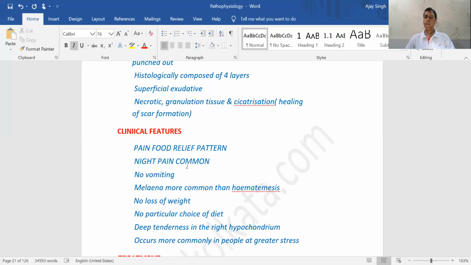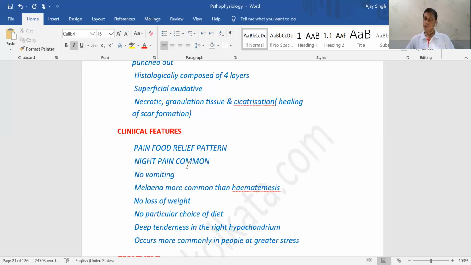Through this we can diagnose whether the patient's pain is increasing or decreasing after food. If the pain is increasing after food, that means the patient has an ulcer in the stomach. If the pain is decreasing after food, that means the patient has an ulcer in the duodenum. In duodenal ulcer they have no vomiting, and they have night pain. In gastric ulcer, they will not have night pain. In gastric ulcer they will have vomiting, because the ulcer in the stomach can cause vomiting with blood. But in the duodenum they will have blood in the stool, that is melena. Melena is more common than hematemesis.